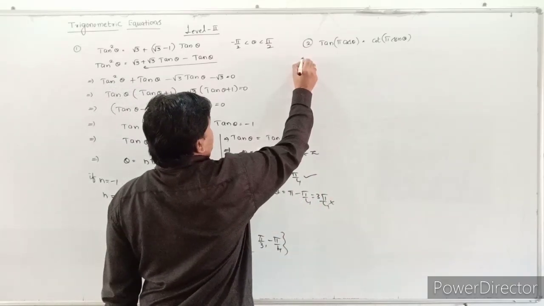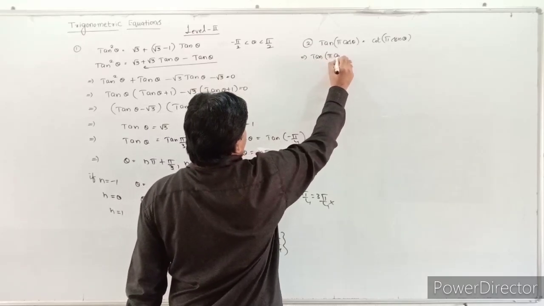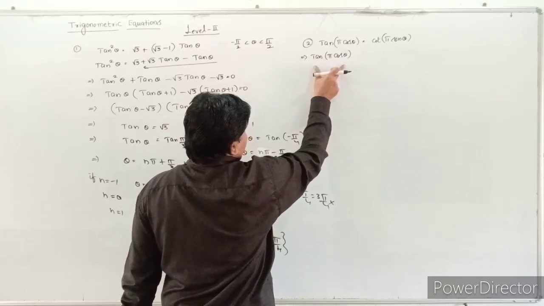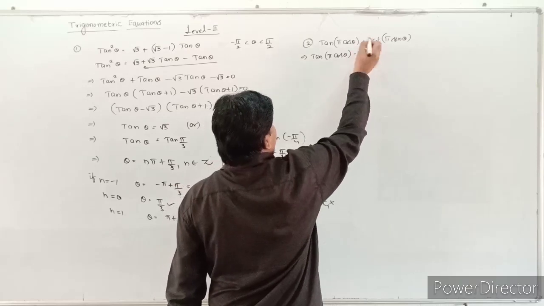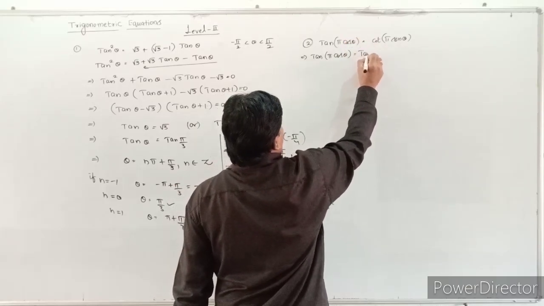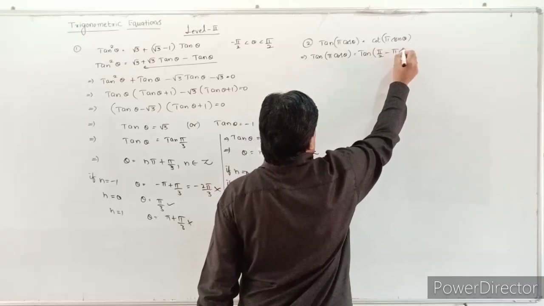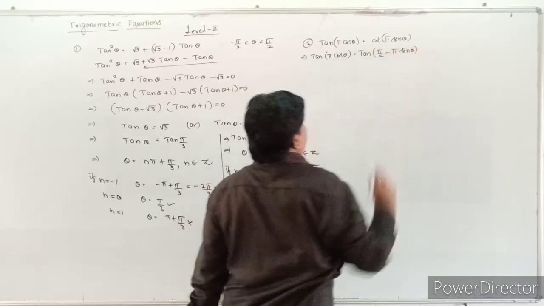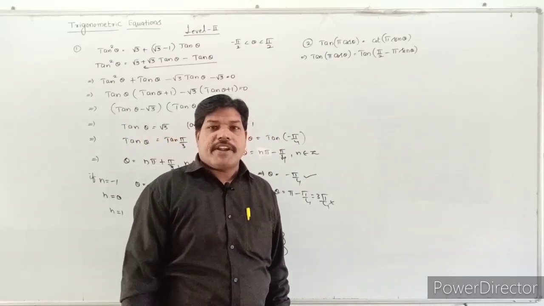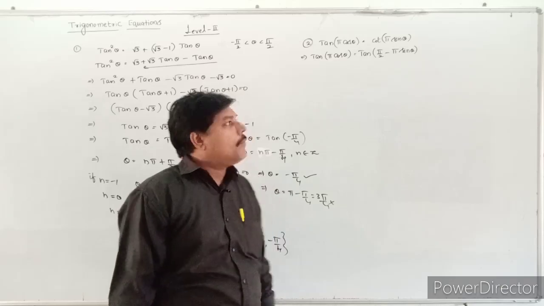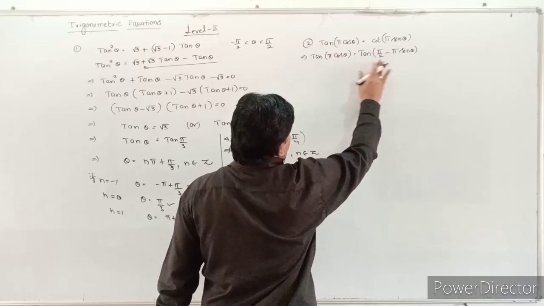So what we will take: tan of pi cos theta. On the LHS there is a tan, and on the RHS we also have to shift to tan. So how can you take that? Tan of pi by 2 minus pi sin theta. So cot theta can be written as tan of 90 minus theta. Okay. So here we have the form tan theta is equal to tan alpha.